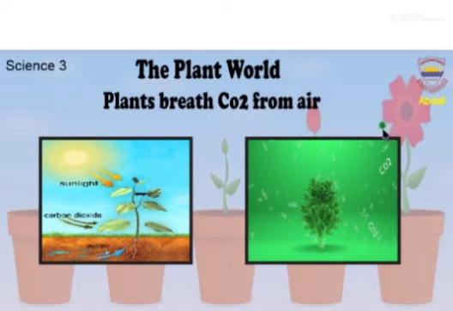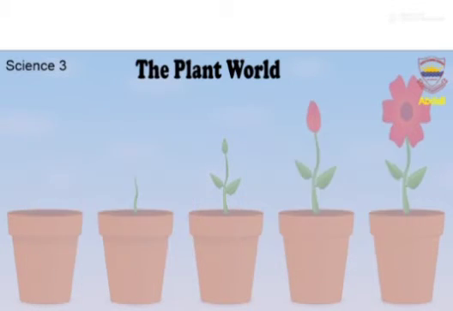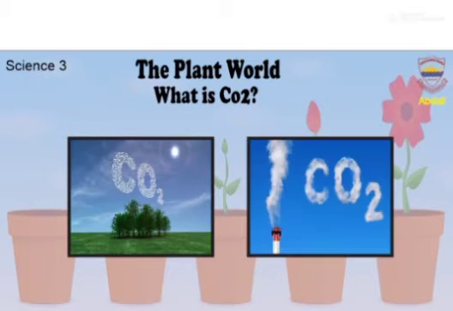Plants get carbon dioxide from the air and use this gas for making food. Plants need carbon dioxide for their survival. What is carbon dioxide? Carbon dioxide is a gas.